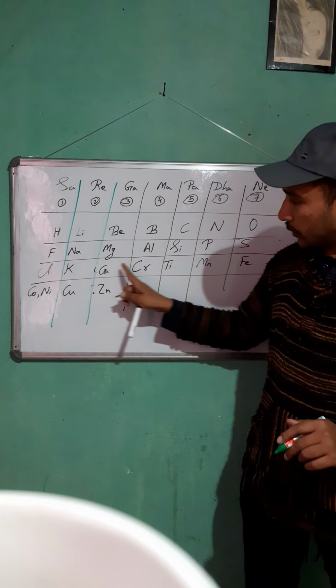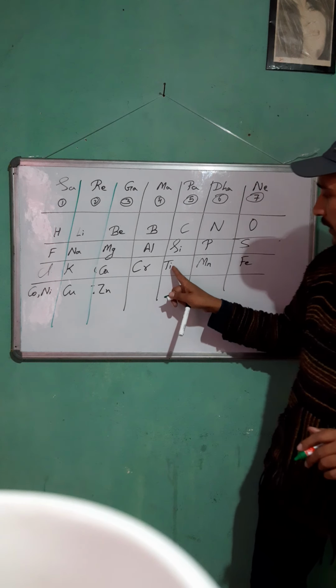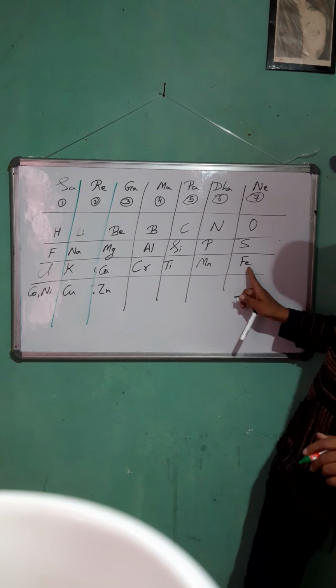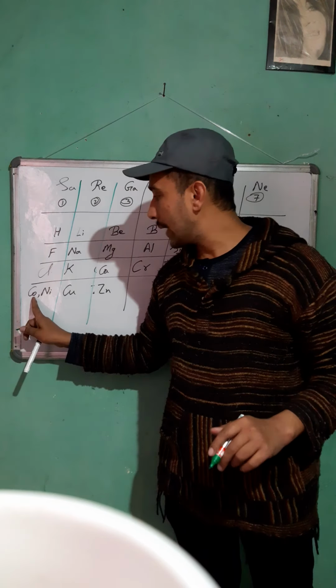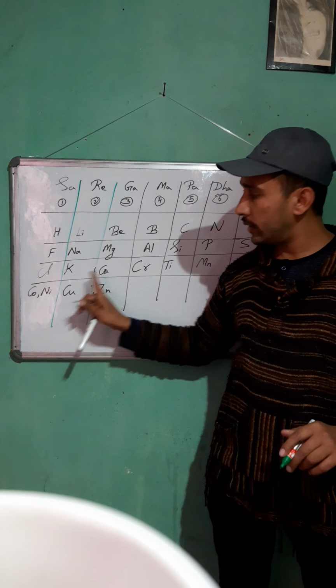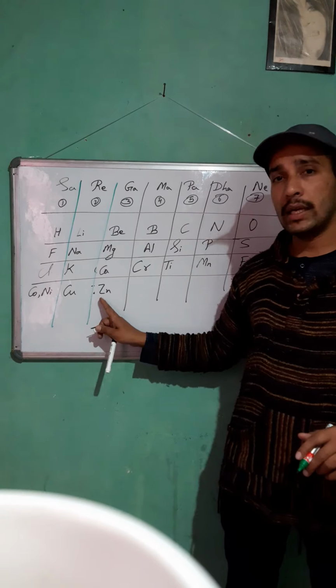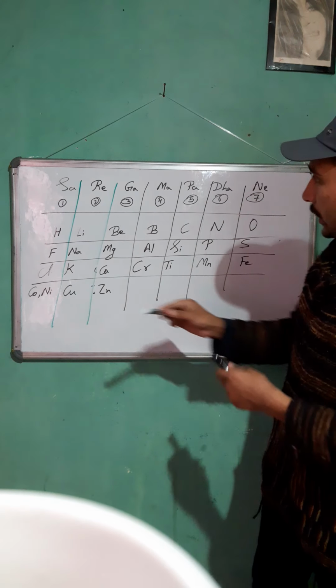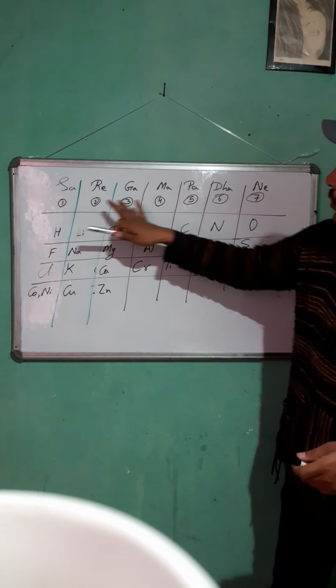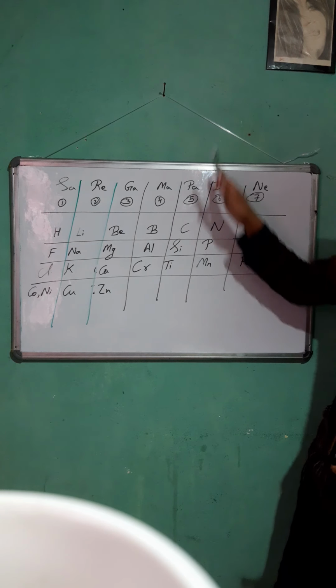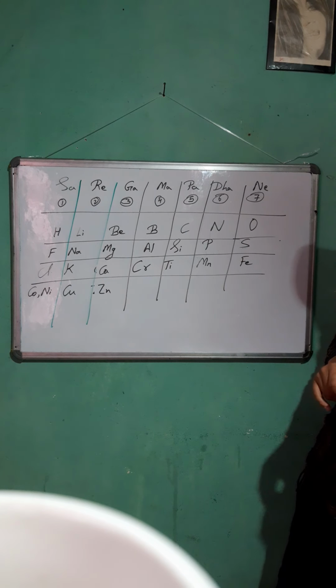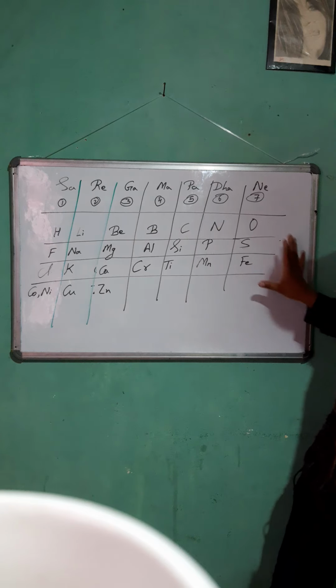Ca is calcium. Cr means chromium, titanium, manganese. Fe means iron. Co is cobalt. Ni is nickel. Cu is copper. Zn is zinc. So he arranged like this, first 1, 2, 3, 4, 5, 6, 7. He made 7 groups, and he kept the elements like this.